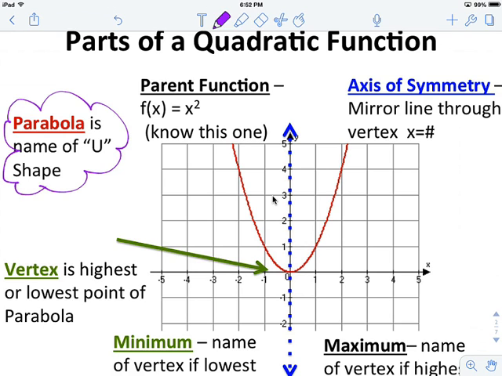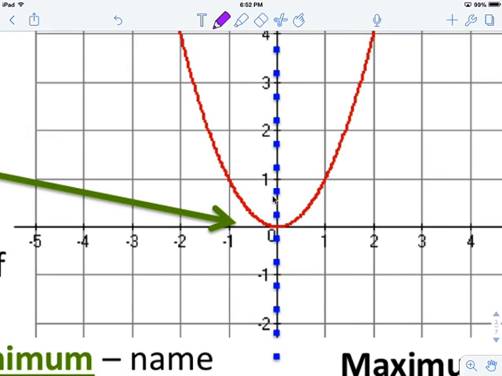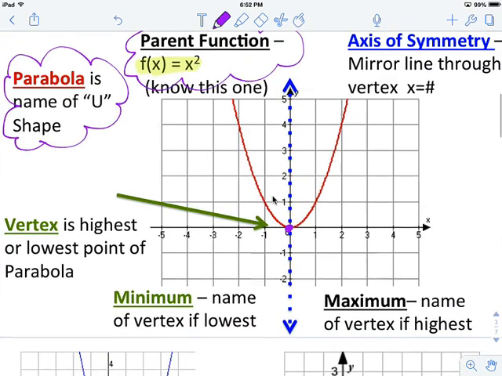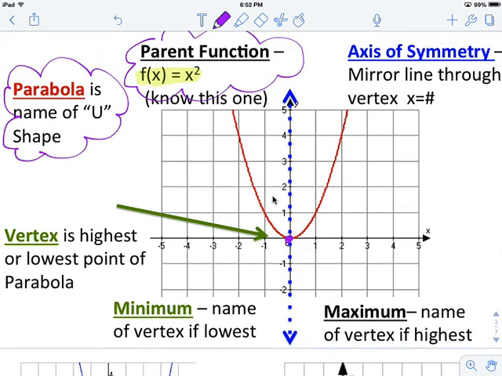The U shape comes from when you have an x squared. So the parent function for all quadratics is y equals x squared, which is what I have graphed here. Now, the vertex is the highest or the lowest point on your graph. The vertex will either be a minimum or a maximum.